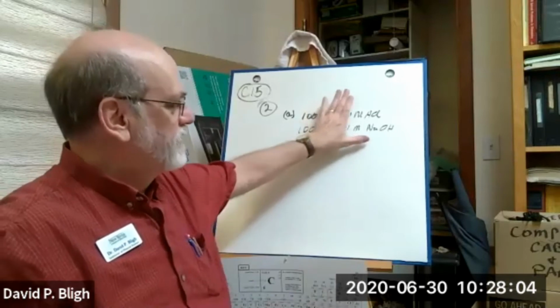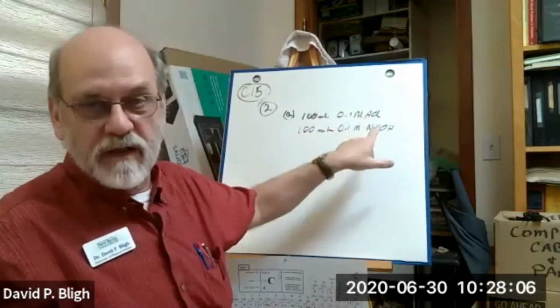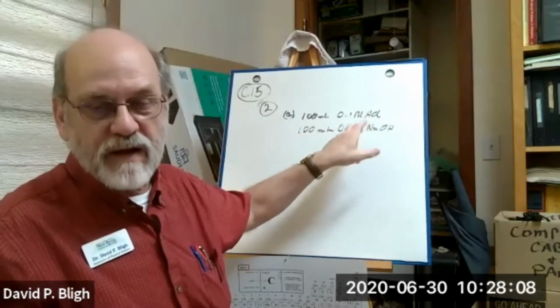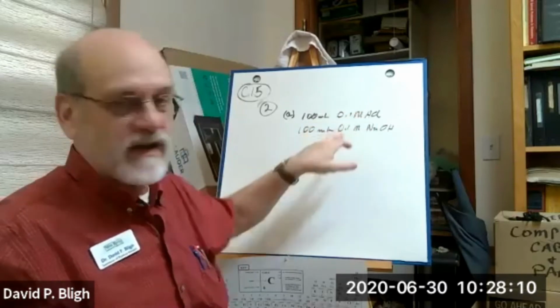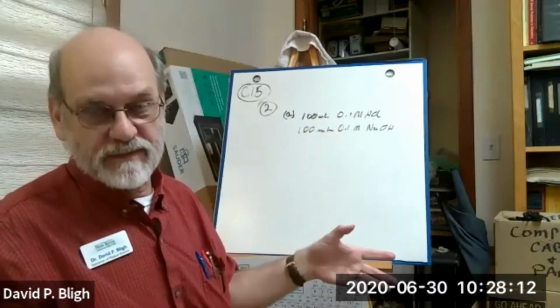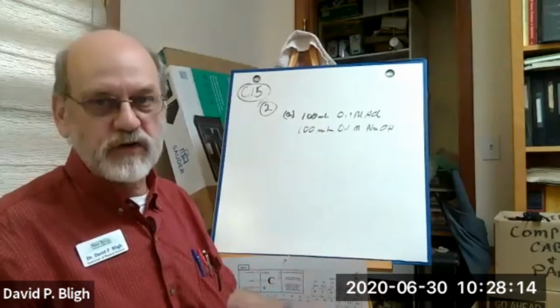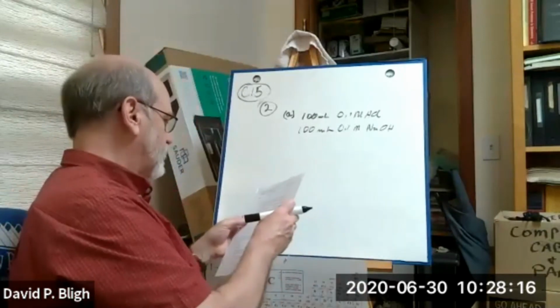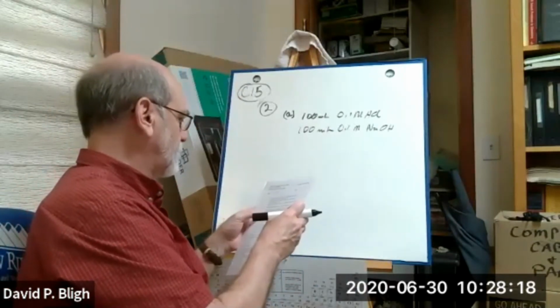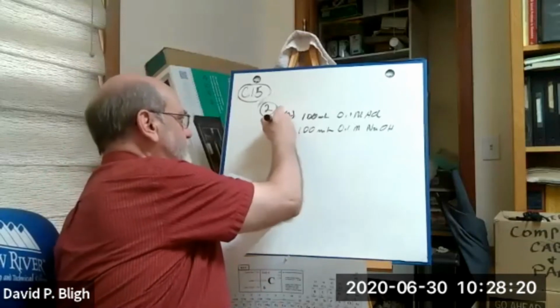That doesn't matter. This matters. Strong acid, strong base, it doesn't matter how much. If you add the same amount of them, you've neutralized them. You don't have a buffer. You've got a neutral solution. So that's not a buffer.